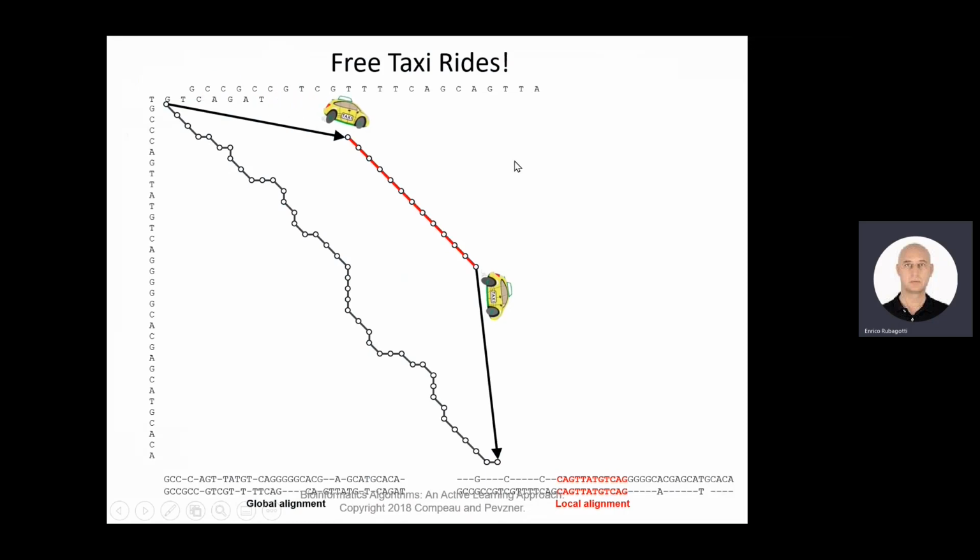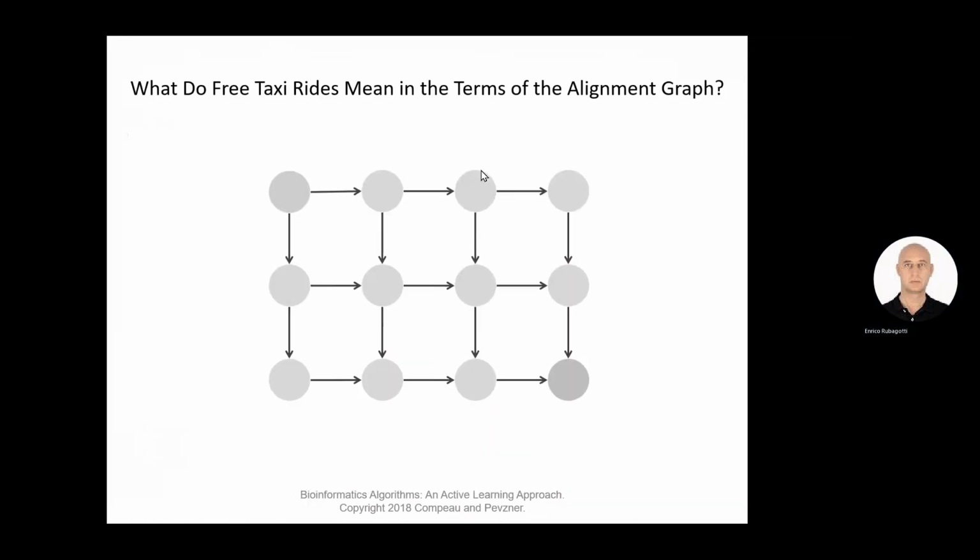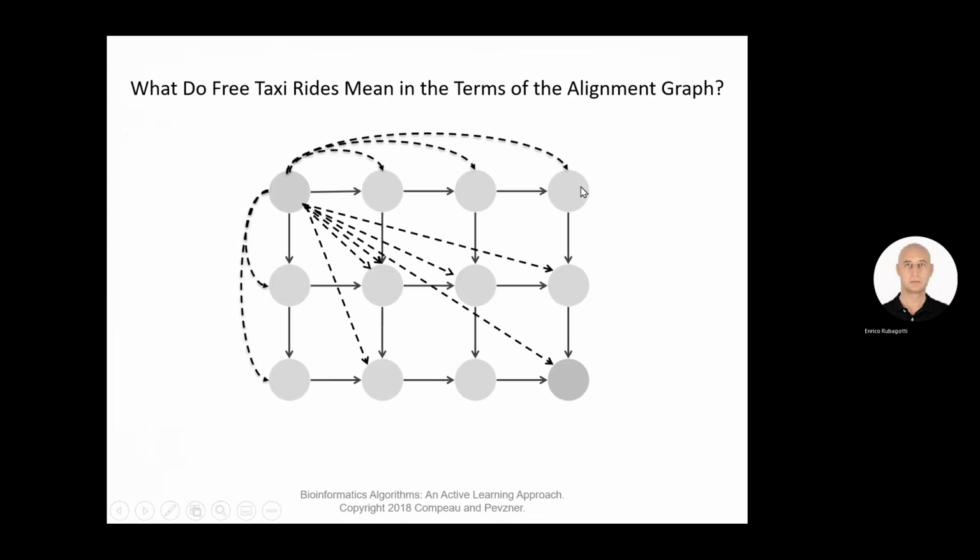Using free taxi rides. What does it mean, free taxi rides? It means that I'm considering not to get any penalty up to the beginning of the string. And what do free taxi rides mean in terms of the alignment graph? I'm going to connect each node to all its successors, but with a traveling cost of 0.